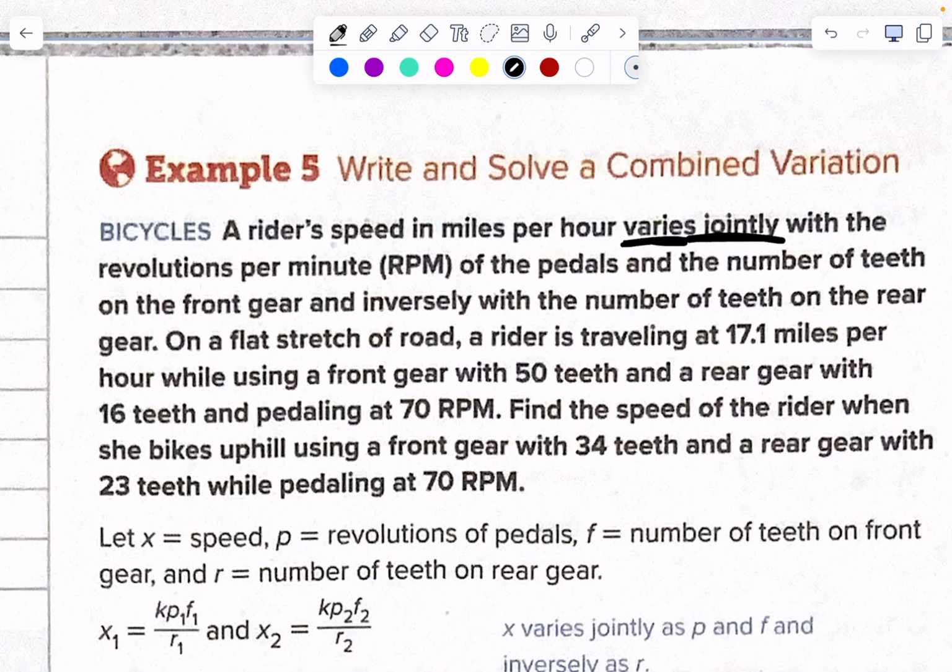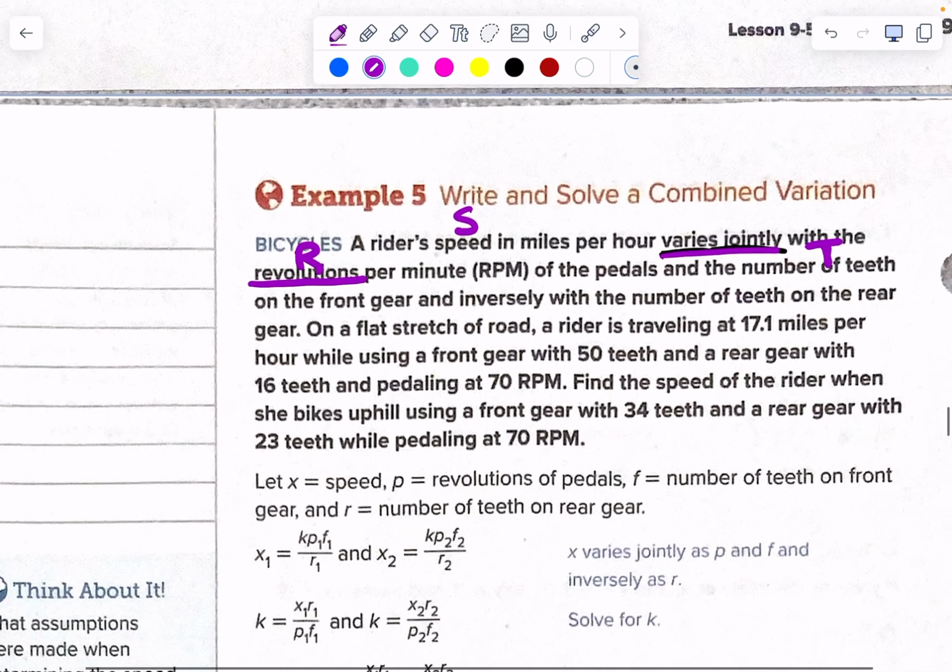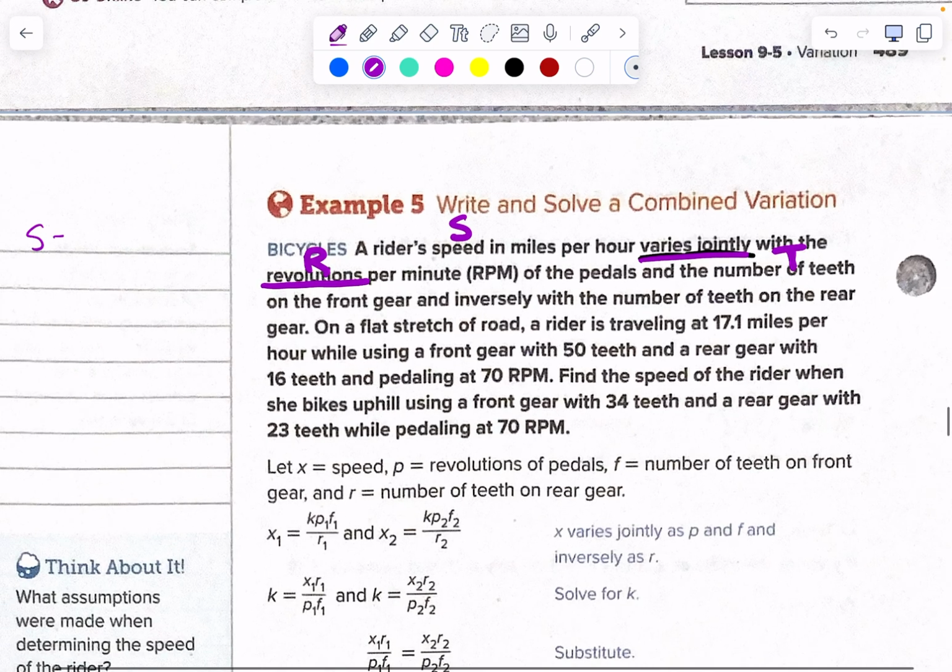Okay, let's do some variables here. A rider's speed, should we call that S? S varies jointly with revs per minute. So let's call that R. And the number of teeth on the front gear, let's call that teeth, T. All right, let's just start with that. We have joint variation. S varies jointly with R and T. So I need K times RT.